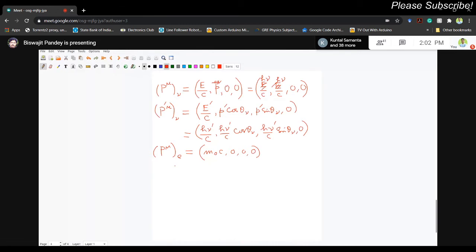Now if I'm interested in writing the four momentum after the collision, there are several unknowns because I do not know the velocity. So I have to write m0 c plus some velocity term, half m0 u squared divided by c. And since I do not know exactly the momentum or the speed of the electron after the scattering, I'm not able to write the px and py components.